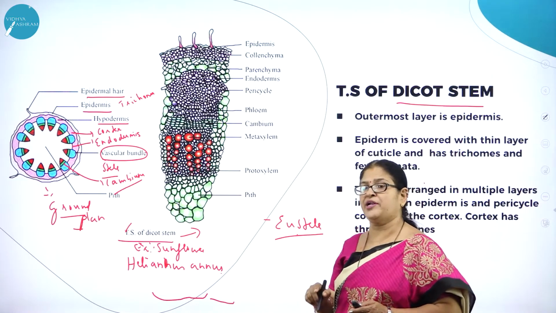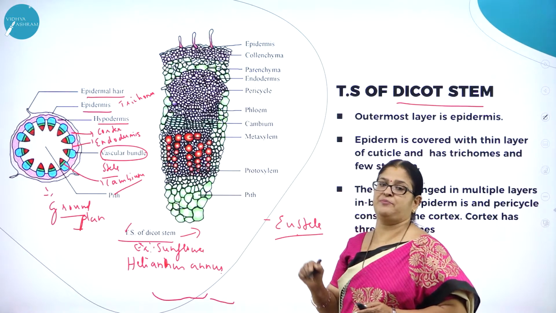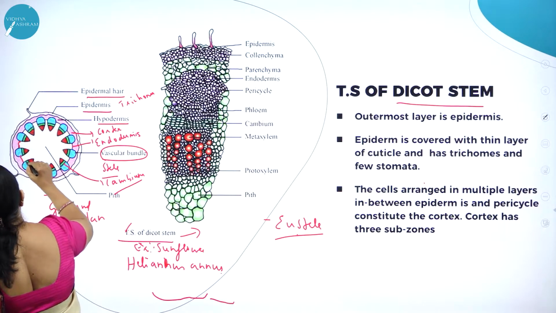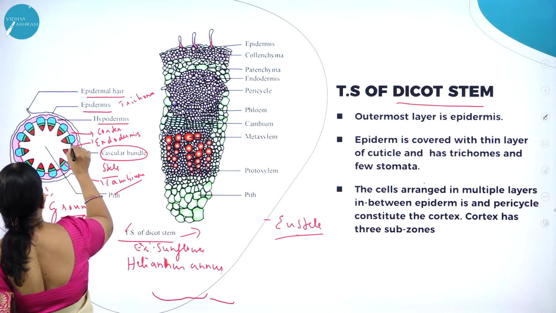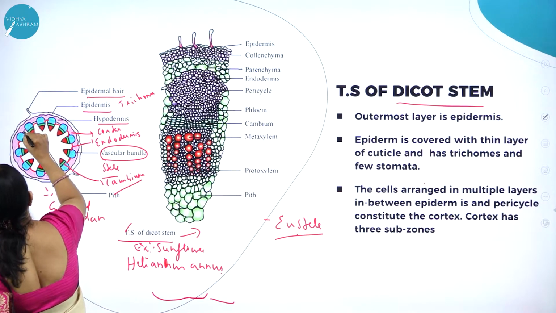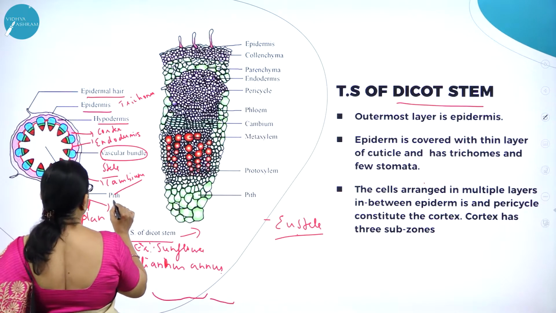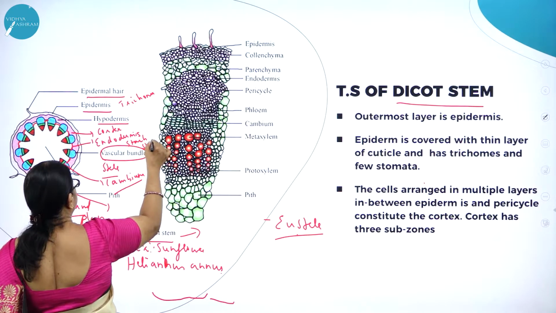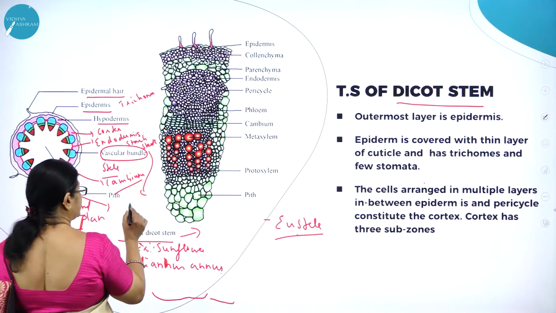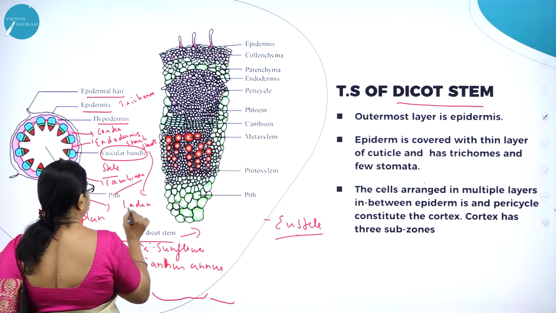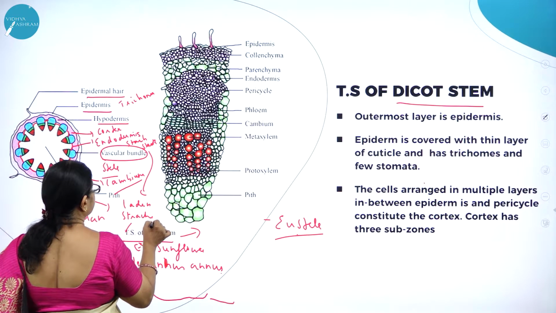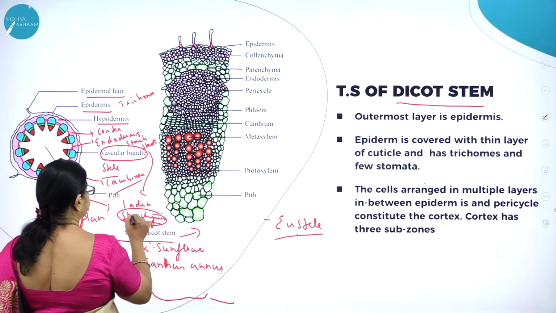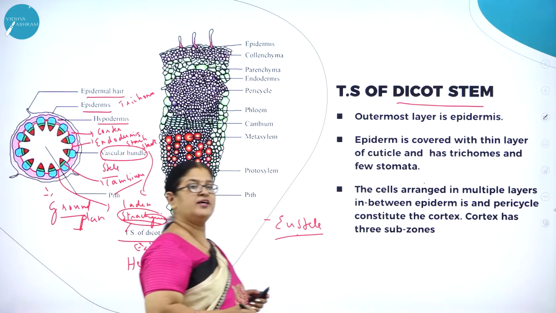Another very important feature is the endodermis. Here you can see the endodermis. Here the endodermis is wavy, and this endodermis is called the starch sheath. Why is it called starch sheath? Because it is laden with starch grains. So it is called starch sheath because it is filled with starch grains and it is wavy in nature.